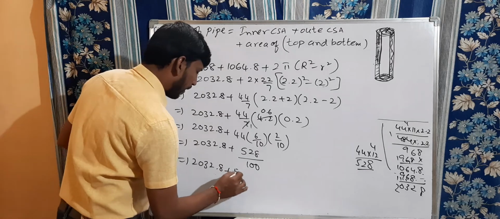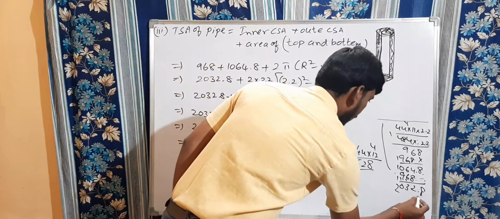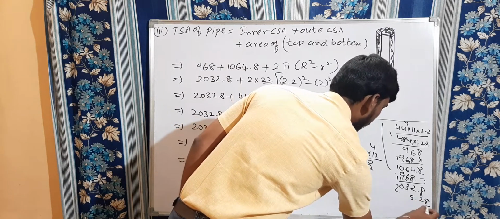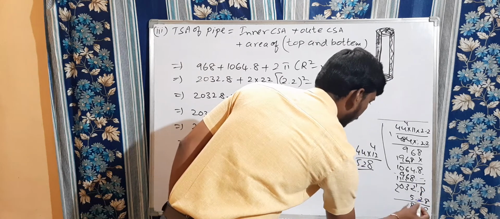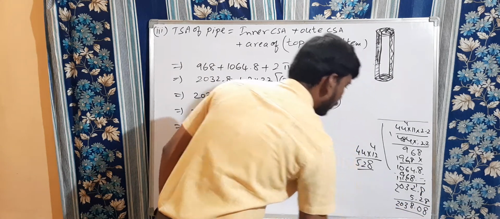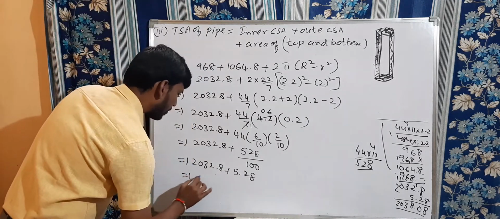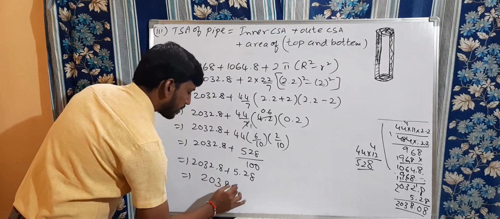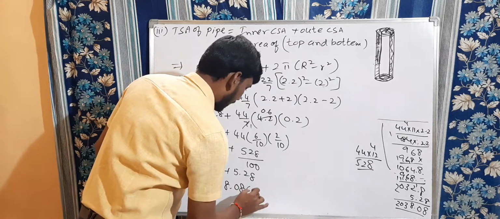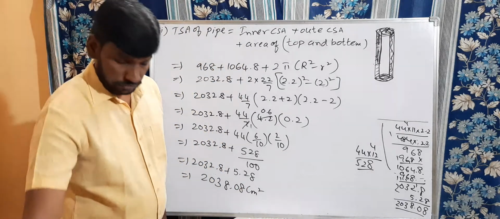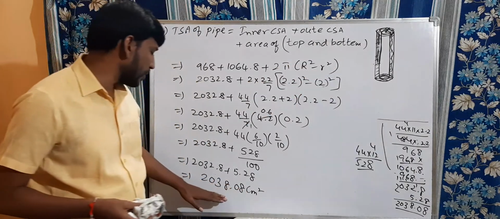So 2032.8 plus 5.28. Now by adding these two, you will get the answer, which is 2038.08 centimeter square. So therefore, the total surface area of this pipe is equal to how much?